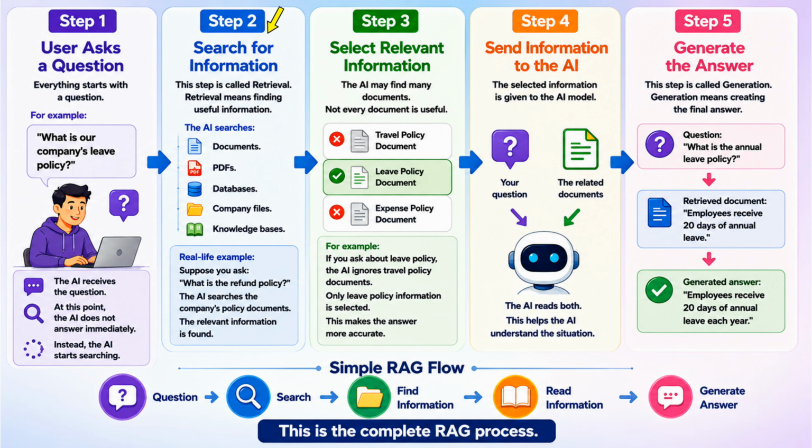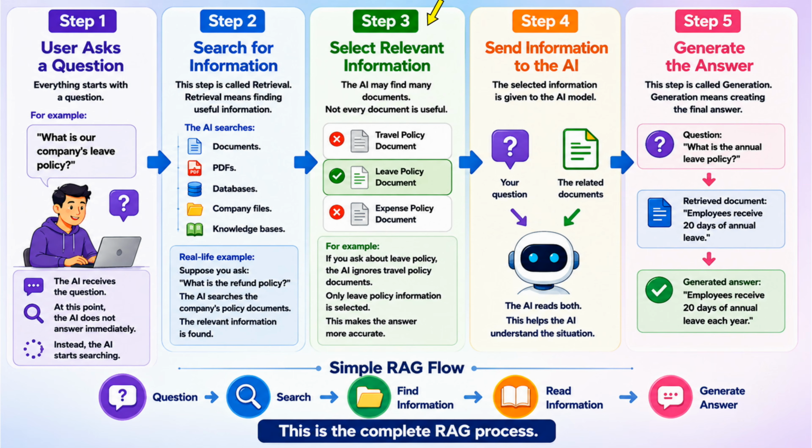Step 2. Search for information. This step is called retrieval. Retrieval means finding useful information. The AI searches different sources like documents, PDFs, databases, company files, and knowledge bases. Real life example. Suppose you ask what is the refund policy, the AI searches the company's policy documents. The relevant information is found.